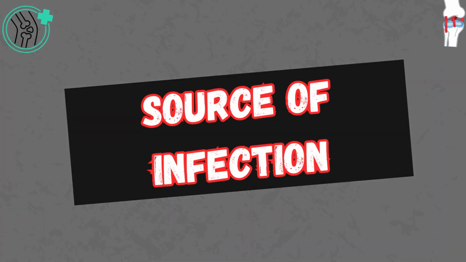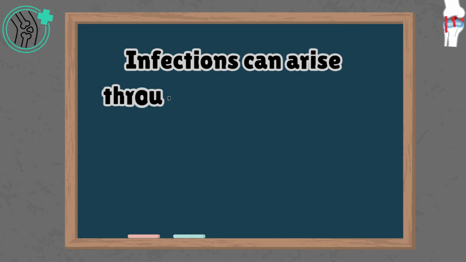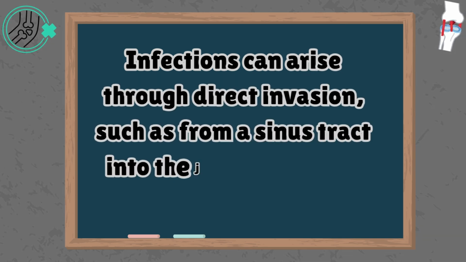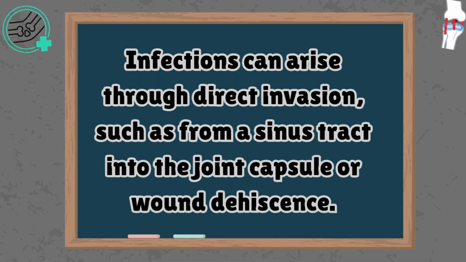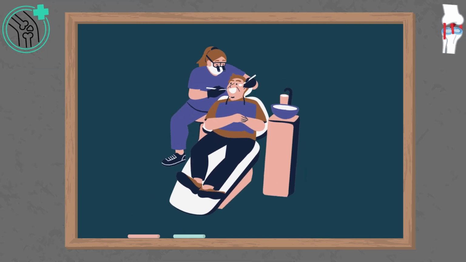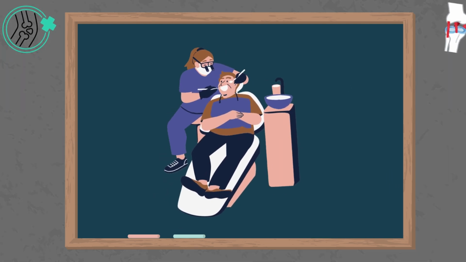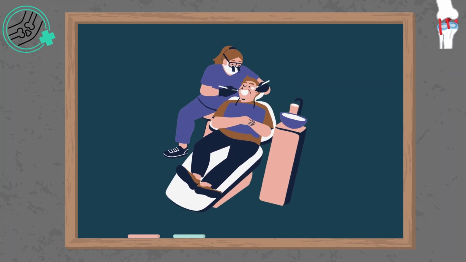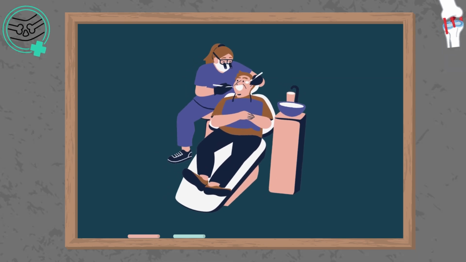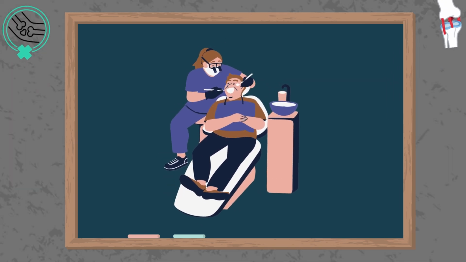Source of infection. Infections can arise through direct invasion, such as from a sinus tract into the joint capsule or wound dehiscence. Hematogenous infections can also occur, where an infection from another part of the body, for example dental work or an infected gallbladder, spreads to a previously infection-free joint.